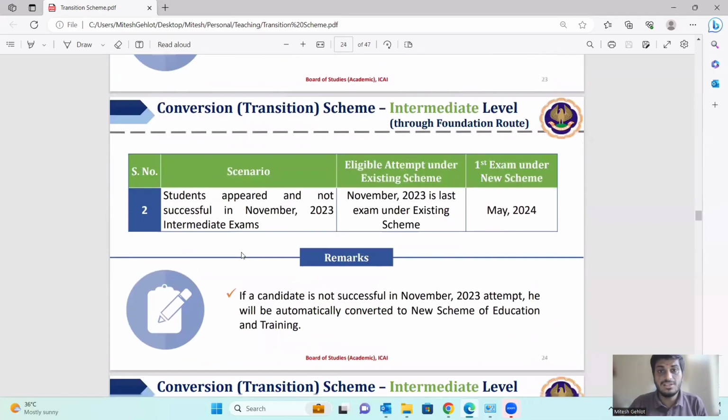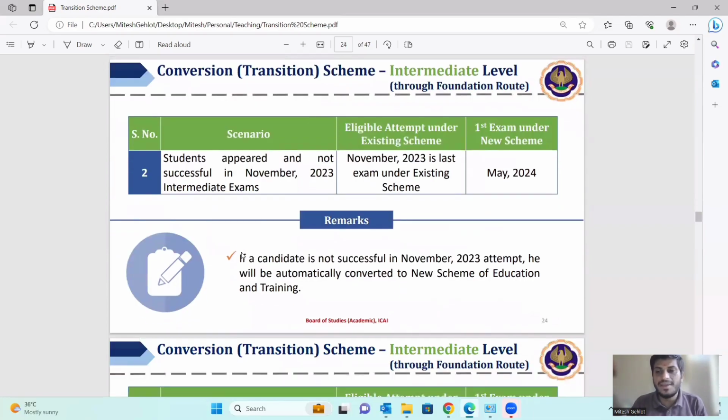Now, the question comes for the students who are appearing for the intermediate examination in November 23 and are not able to clear. Everyone is aware that November 23 is going to be the last exam under the existing scheme. So if you are not able to clear your examination in November 23, you will be automatically converted into the new scheme and you will write your examination in May 2024 under the new scheme.